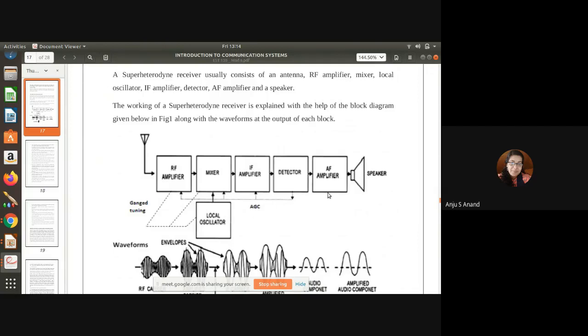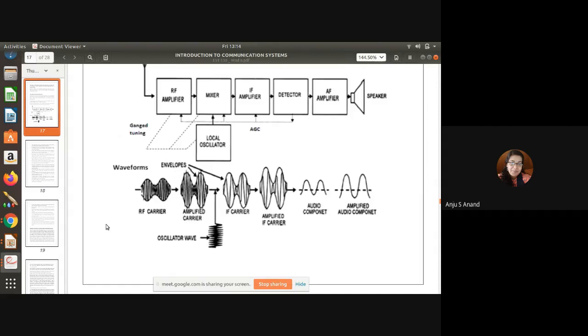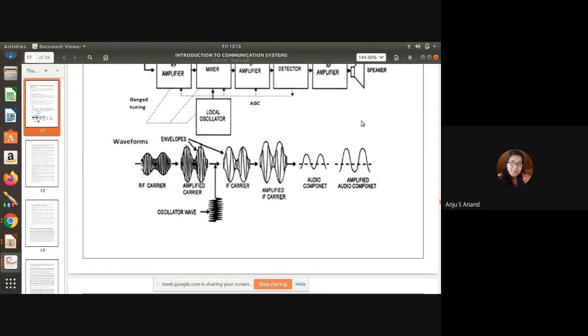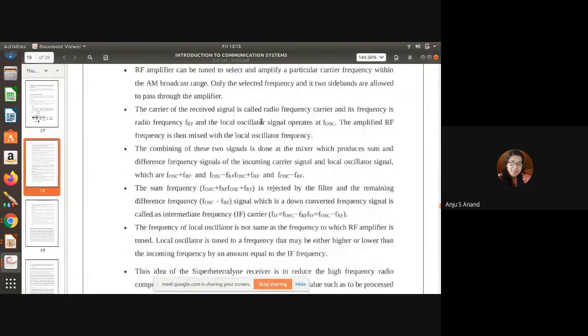We can also see the basic waveforms in this topic: the RF carrier, amplified carrier, IF carrier, amplified IF carrier, and the detector part. We are recovering our original audio message signal from the carrier signal, so the audio component comes out. Then the AF amplifier amplifies the audio signal in the last block, and finally we get the output through a speaker. So this is well explained.